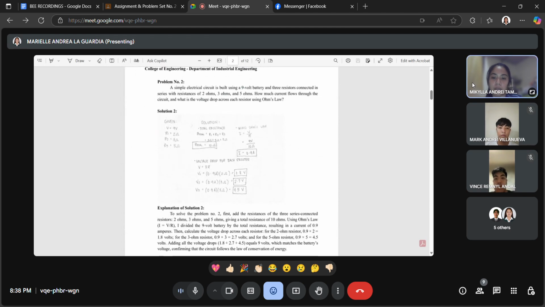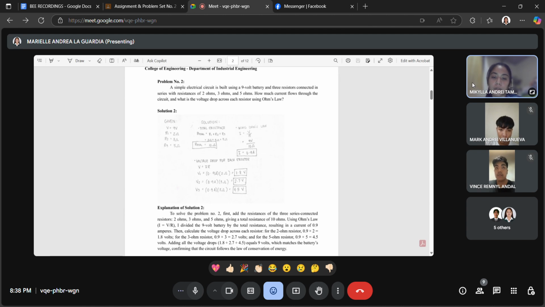Easy problem number 2. A simple electrical circuit is built using a 9-volt battery and 3 resistors connected in series with resistances of 2 ohms, 3 ohms, and 5 ohms. How much current flows through the circuit and what is the voltage drop across each resistor using Ohm's law?